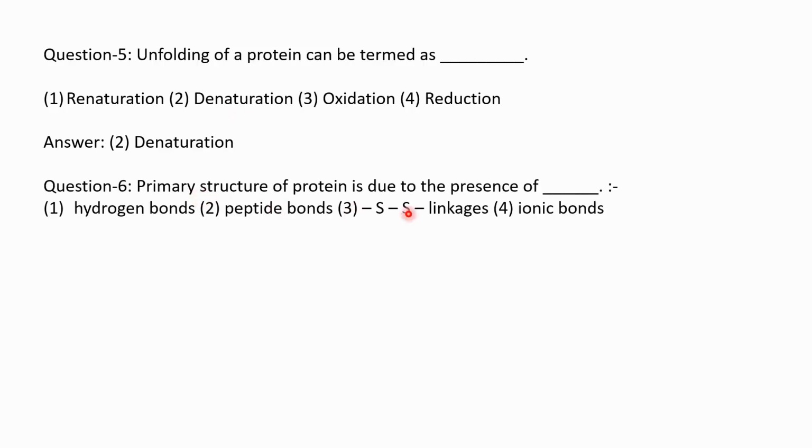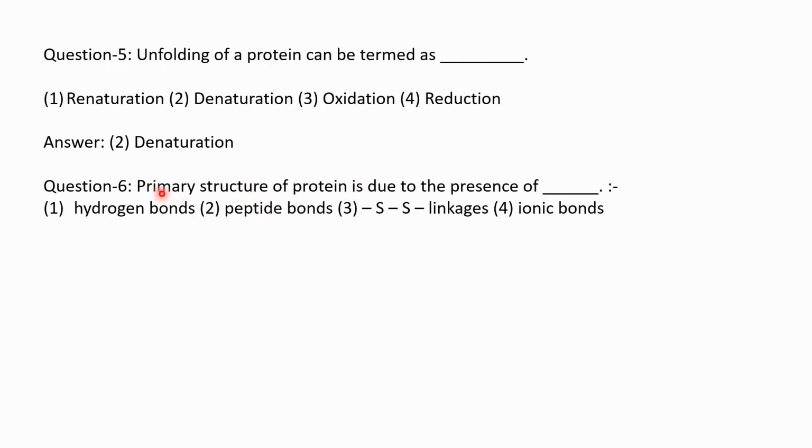Next question: the primary structure of the protein is due to the presence of option number 1 hydrogen bonds, option number 2 peptide bonds, option number 3 disulfide linkage, option number 4 ionic bonds. Firstly, we should know what the primary structure of a protein is. The primary structure is simply defined by the sequence of the amino acids. We represent the primary structure by different amino acids that are linked to each other through peptide bonds.